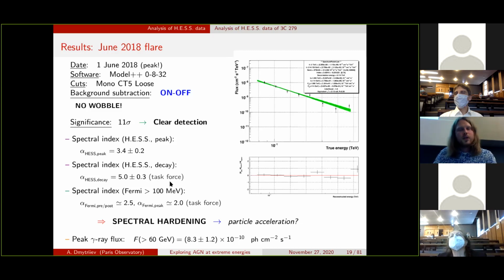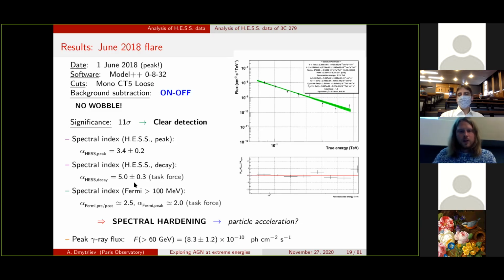Other members of the task force measured it during the decay. It's a very preliminary result, but it turns out to be around 5, which is much softer. And in Fermi, above 100 MeV, we can see that there was also spectral hardening. The index actually hardened from 2.5 to 2, and then it returned back to around 2.5, which was also done by the task force.